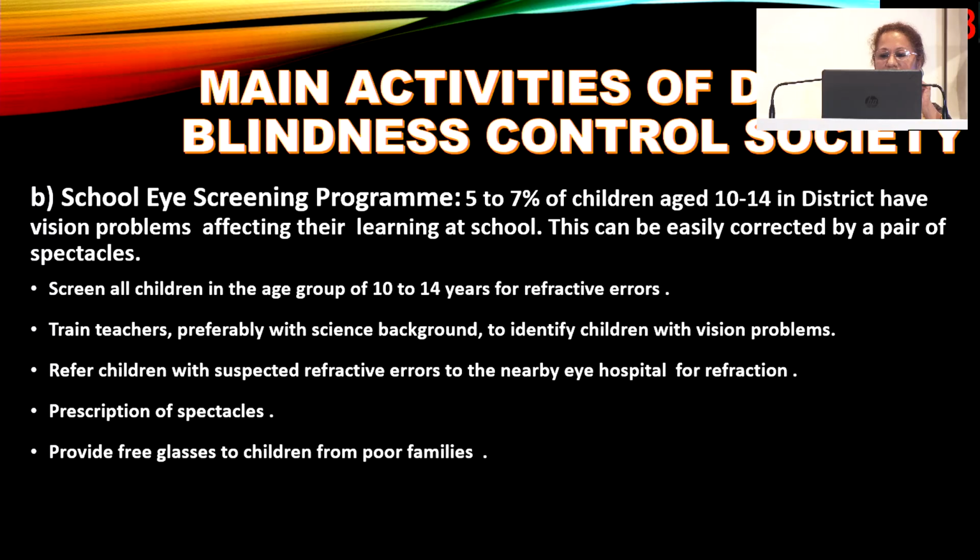Like my earlier presenter said, 50% of patients had myopia. So 5 to 7% of children aged 10 to 15 have vision problems. We should also train the teachers to identify children with vision problems and refer them to the nearby eye hospital, and spectacles should be given. Free glasses should be given to children from poor families.